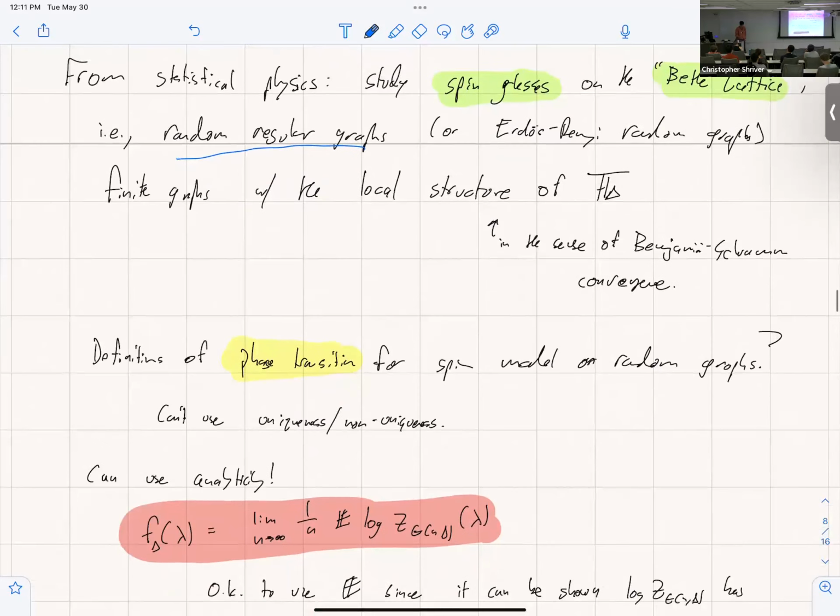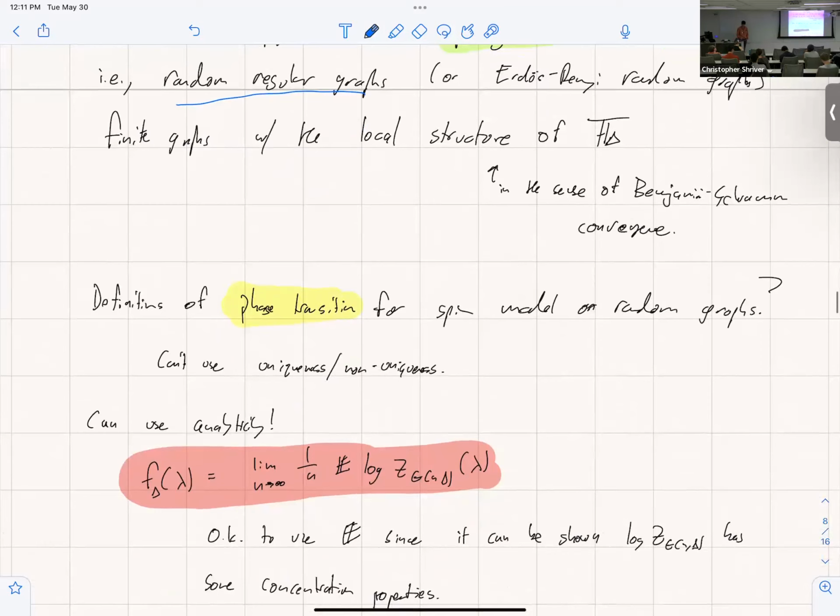But you can use this analyticity definition. And so you can define, let's say for hardcore, something that depends on delta. You can define this limit. So you look at the random partition function, Z of this random graph, take the logarithm. Now take the expectation of that, right? There's the randomness in the graph. So take the expectation, divide by n, and take the limit as n goes to infinity.